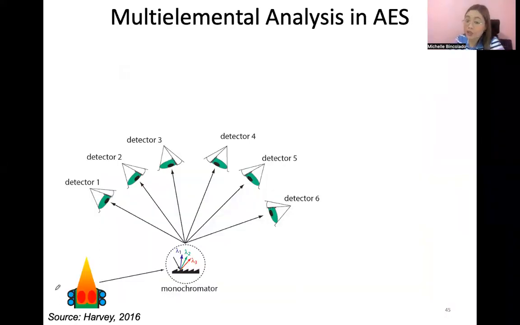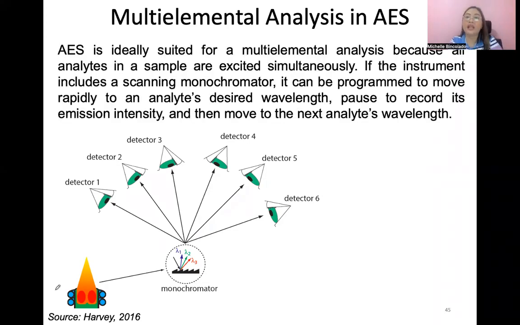Now, since ito na yung last topic natin guys here in Spectro, before moving on to the special topics, alam niyo ba na ang AES is very, very useful if you're going to perform multi-elemental analysis. So you can see guys, the diagram from Harvey, no? Ang daming mata. Ibig sabihin yan, maraming detectors can be used simultaneously. AES is ideally suited for a multi-elemental analysis because all analytes in a sample are excited simultaneously.